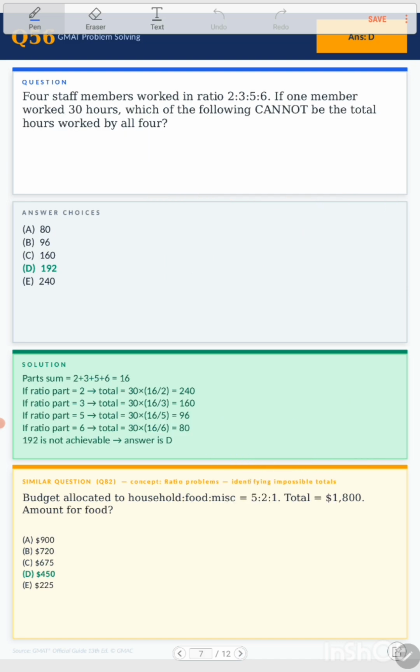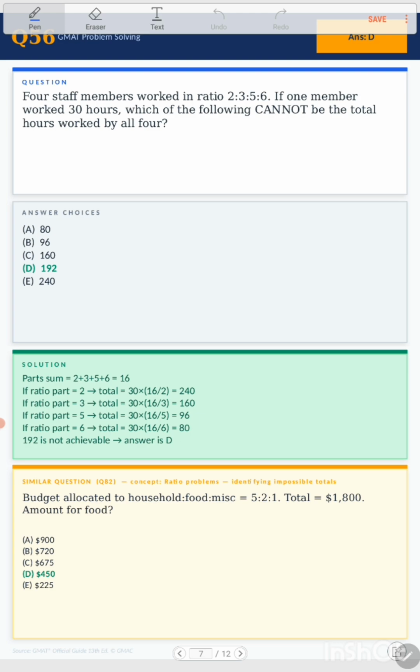4 staff members work in ratio 2:3:5:6. If one member works 30 hours, which of the following cannot be the total hours worked by all the 4? So these are the possibilities. The first one can be 30 times 16 over 2, that is 240. 30 times 16 over 3, that is 160. 30 times 16 over 5, that is 96. Then 30 times 16 over 6, that is 80.